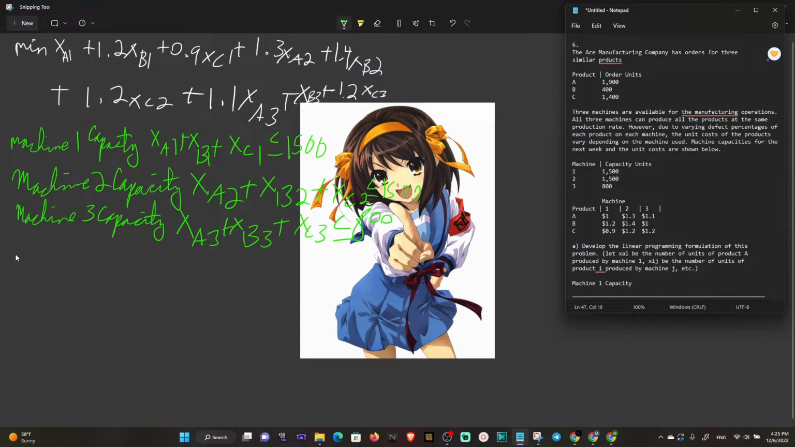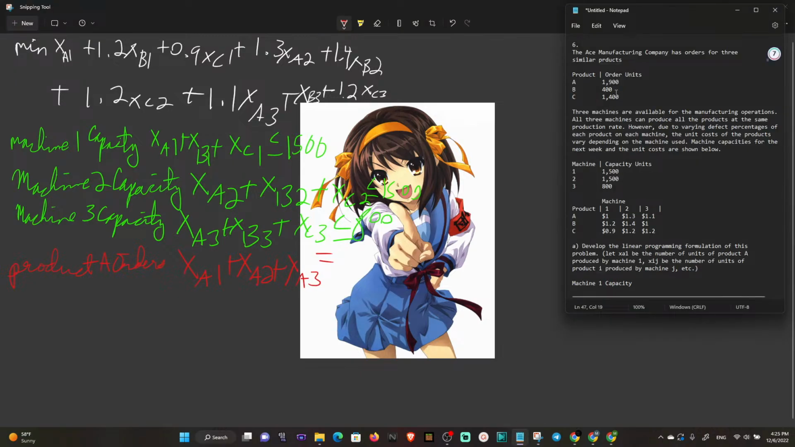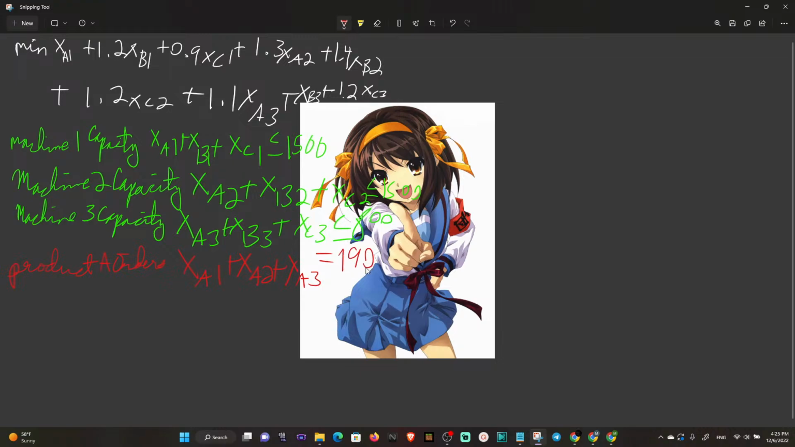We then have to do the product A orders, which I will be denoting with red. Product A orders. And those will be XA1 plus XA2 plus XA3 is equal to, what does it say here? 1,900. And the reason we use equal to is because that's what the orders are, okay? Does that make sense?